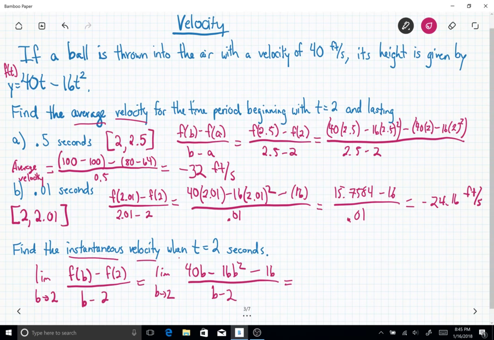And what might help is if we wrote this top like negative 16b squared plus 40b and then minus 16. This will kind of lead into the next scenario that we're going to get into. Since we plugged in 2 and it goes to 0, that means we have a factor of b minus 2 when these are polynomials. So you have b minus 2 sitting there, so what's the rest?